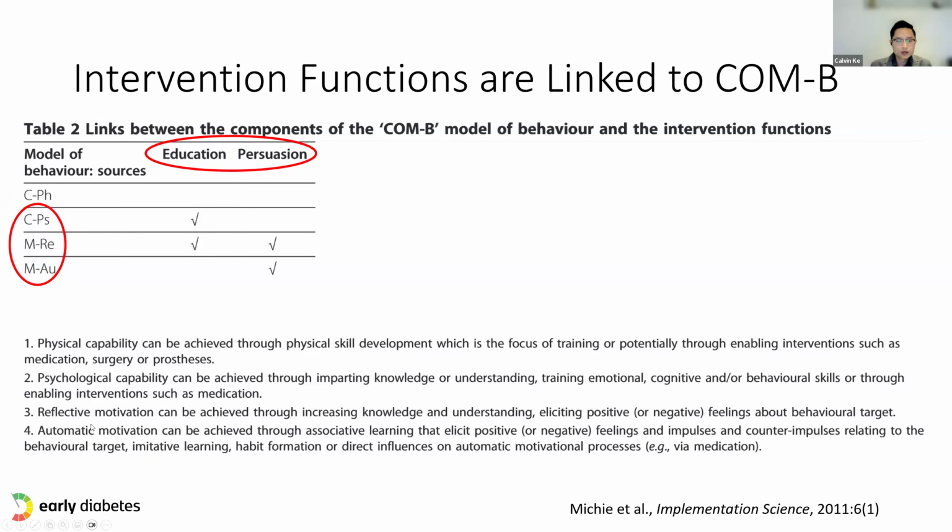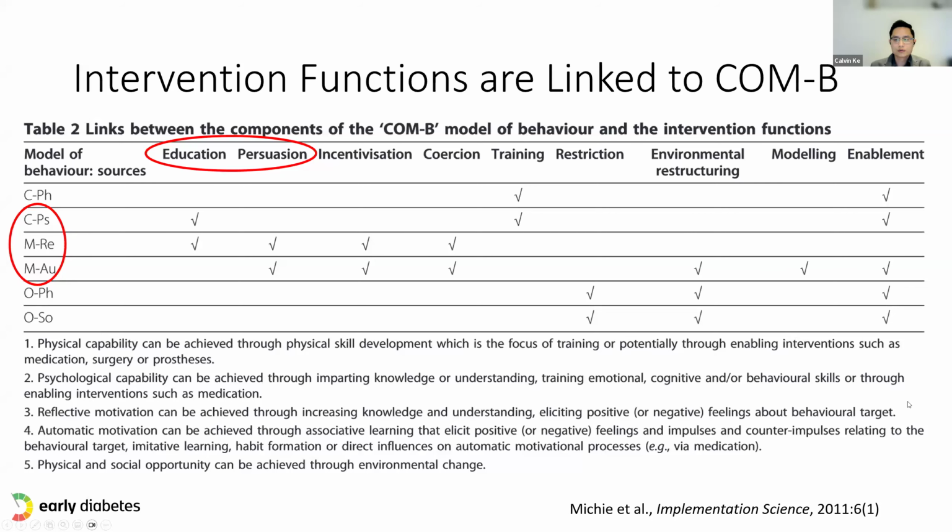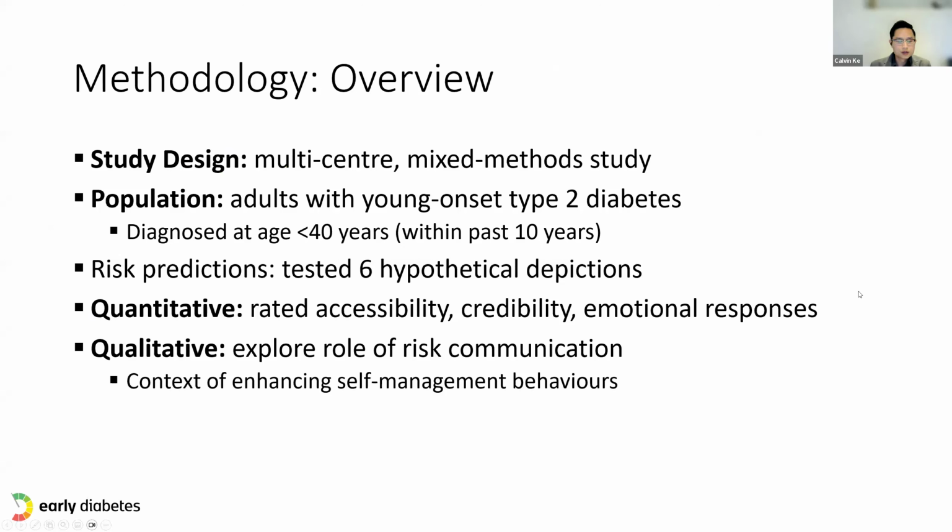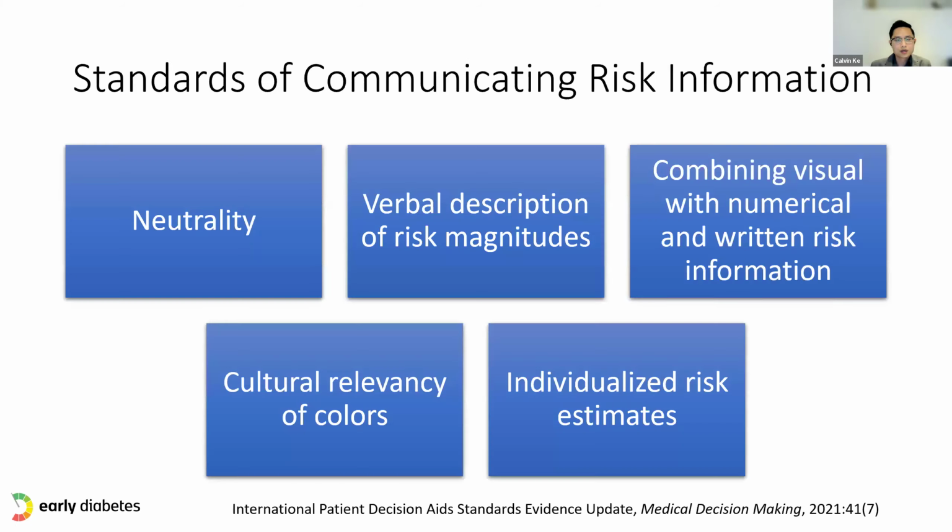Or there's also automatic motivation, which is, somebody feels very worried about something, but they're not consciously reflecting on it, but they actually are motivated to do that behavior. And so there are many other aspects of this framework that I'm not going to focus on because it's not part of our intervention, because I want to show you some of the data that we have. And so this is our methodology. It's a mixed method study. We developed 6 different types of risk predictions, and we rated their accessibility, credibility, and emotional responses. And we also explored the role of this communication in enhancing self-management behaviors through qualitative interviews.